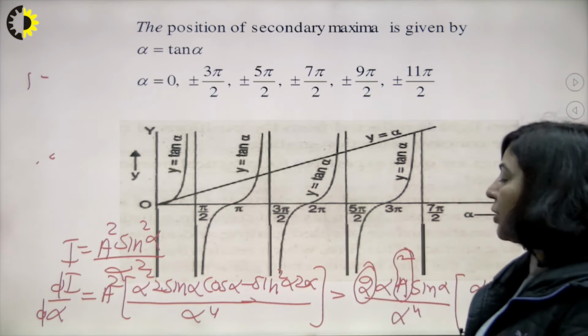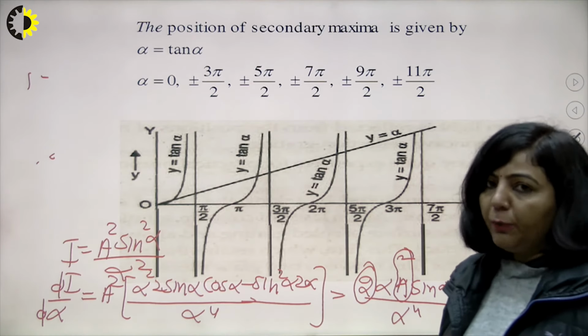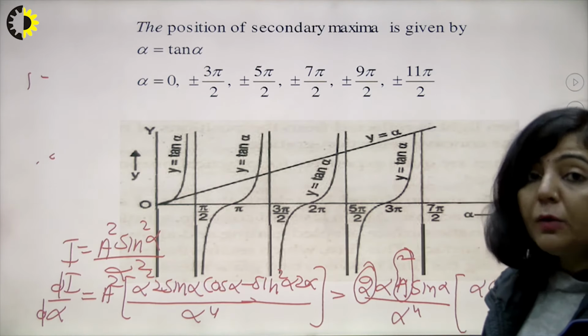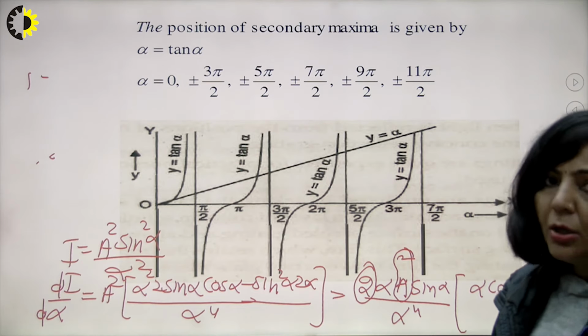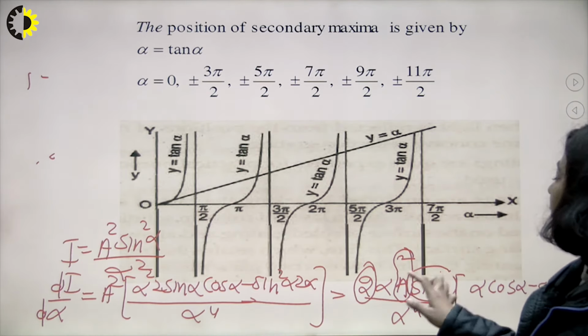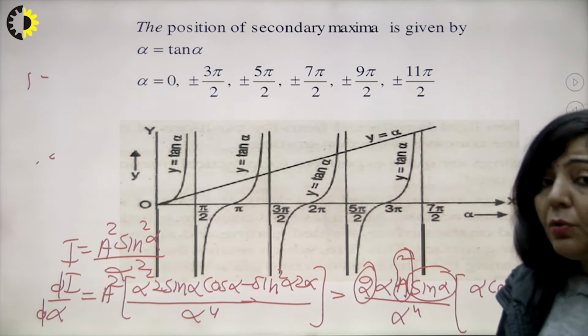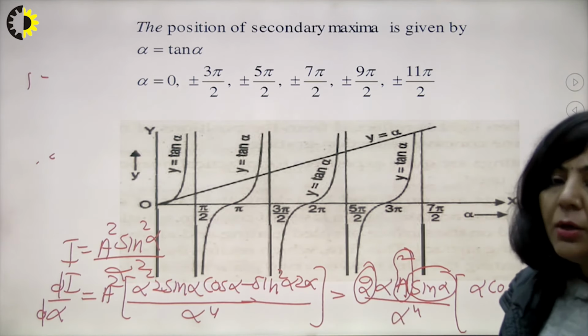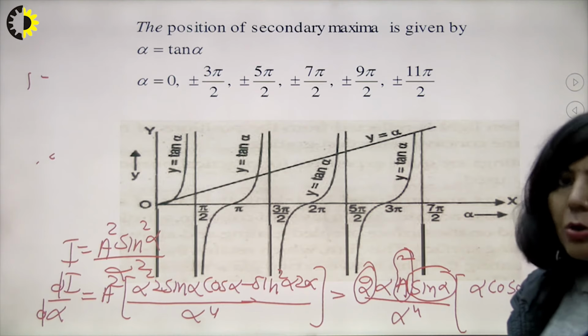Now the first condition is that alpha can be 0. If alpha is 0, then the entire product is 0. But you know alpha equal to 0 is the condition of principal maxima, so that condition is already decided. The second condition is that if sin alpha is 0, then the entire product will be 0. But you know sin alpha equal to 0 is the condition of minima, so again that condition is already decided.